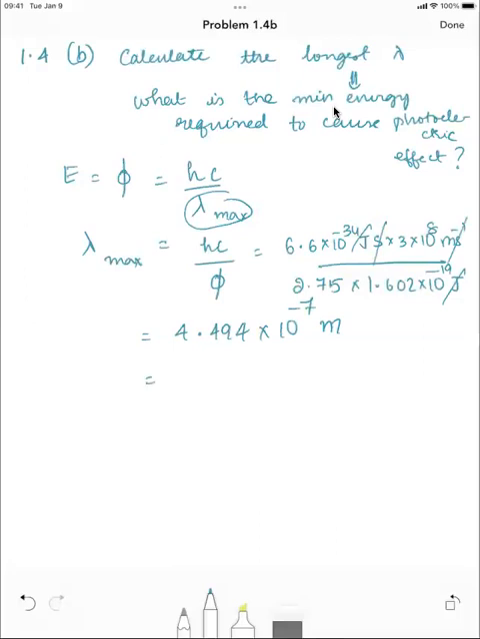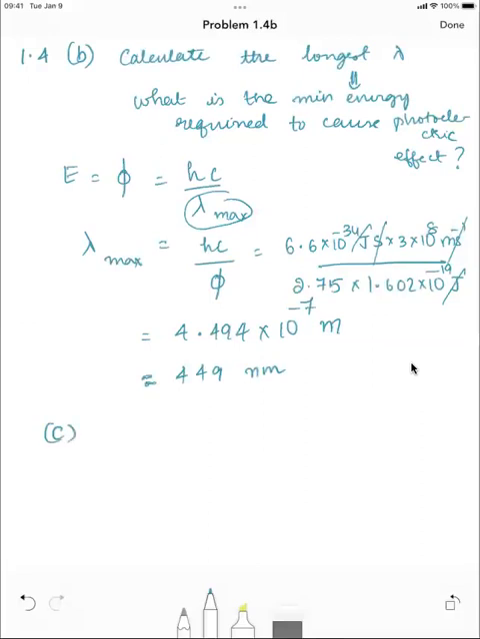Now, 10 to the negative 7 meters is not really a great unit, so let's convert it into nanometers. That would be approximately 449 nanometers or 450 nanometers. So that would be the longest wavelength that is required to cause the photoelectric effect.